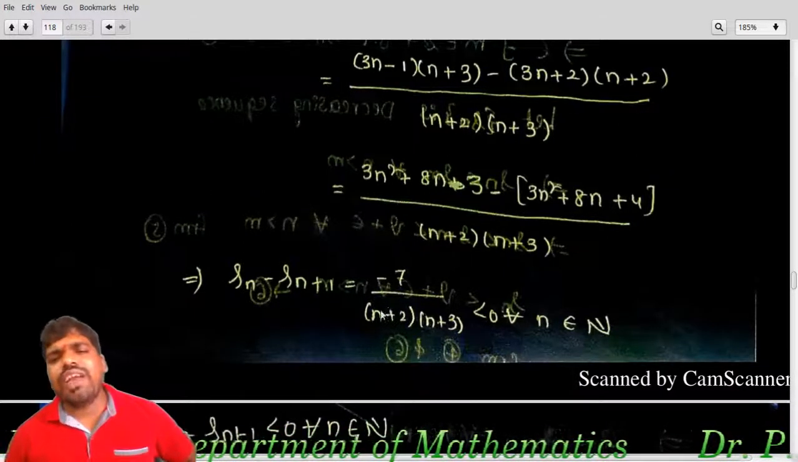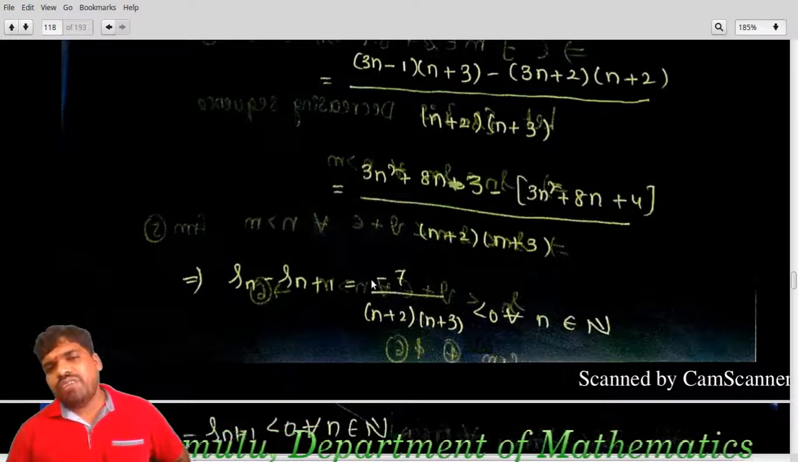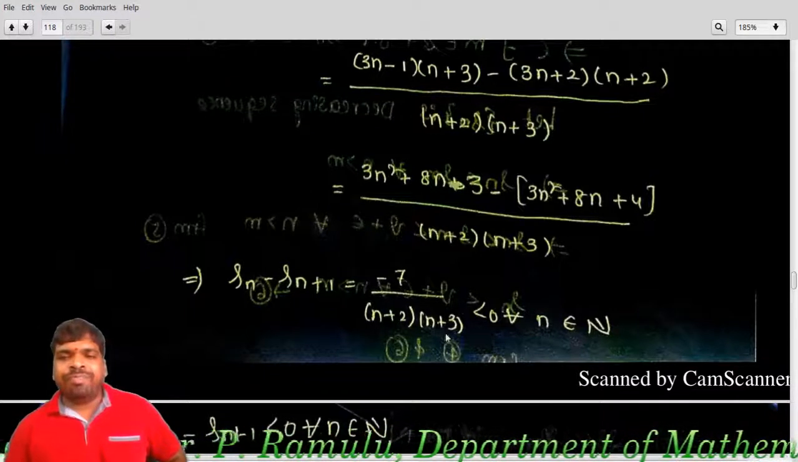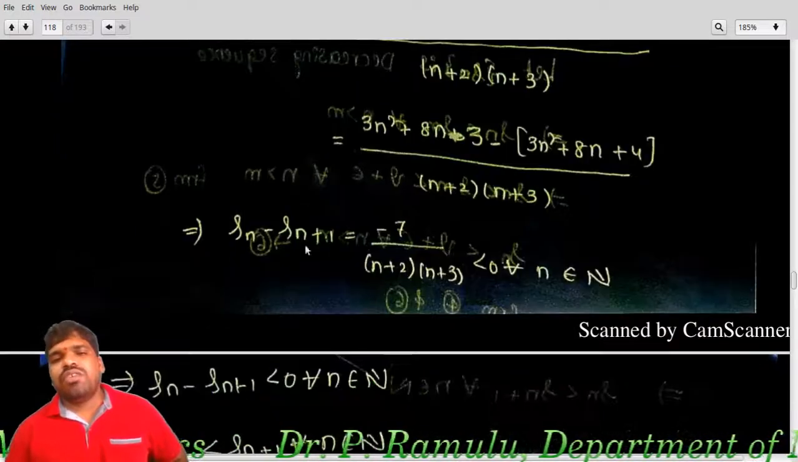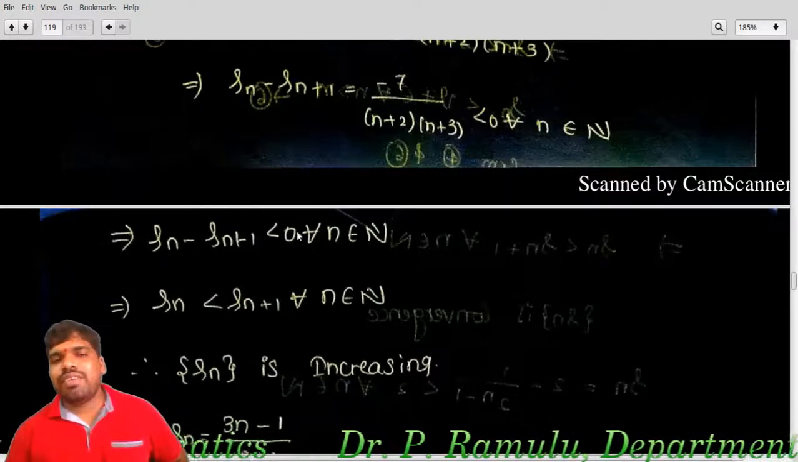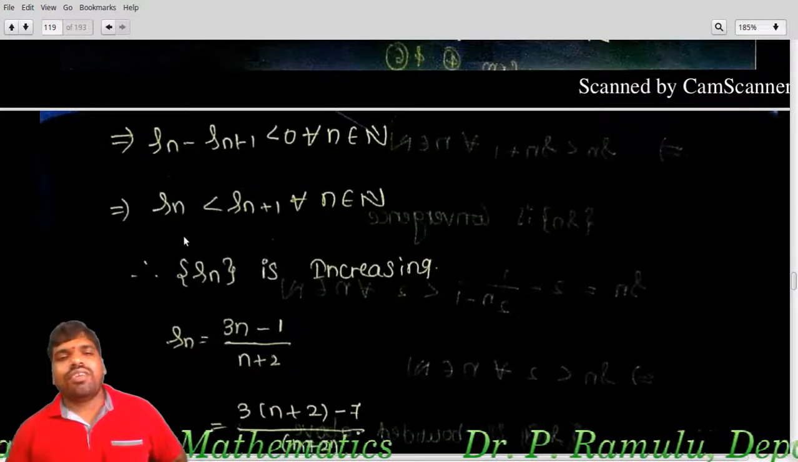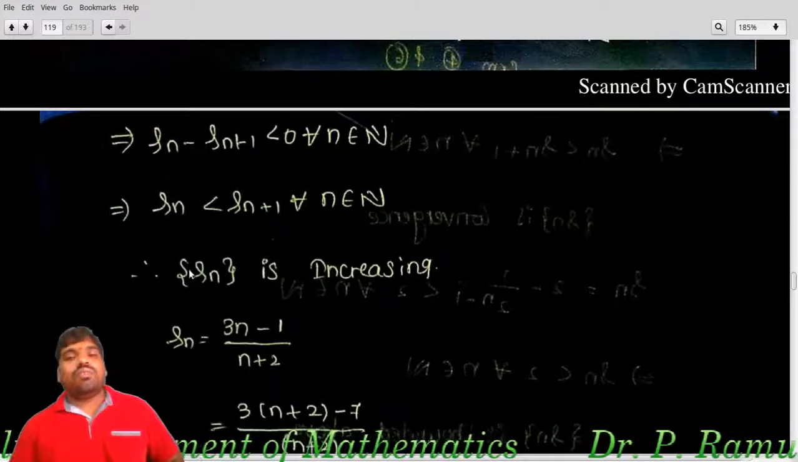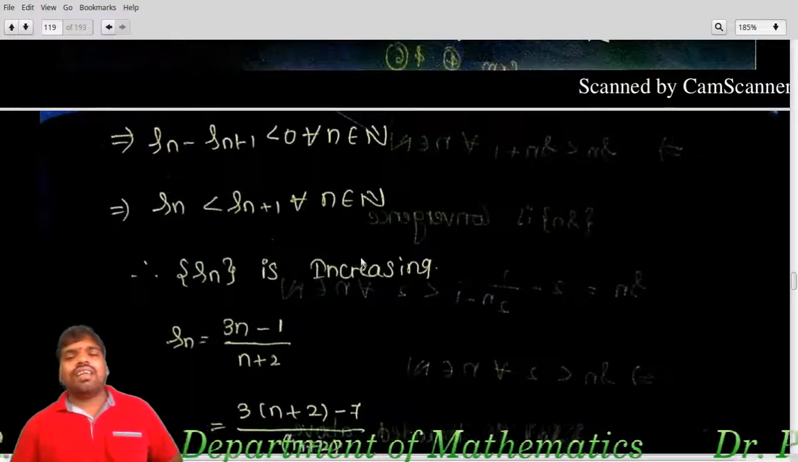If I substitute any value in place of n, here we have a negative sign, so it is less than 0 only. That means Sn minus Sn plus 1 is less than 0 for n belonging to N, which implies Sn is less than Sn plus 1 for n belonging to N. Therefore, by the definition, Sn is an increasing sequence.